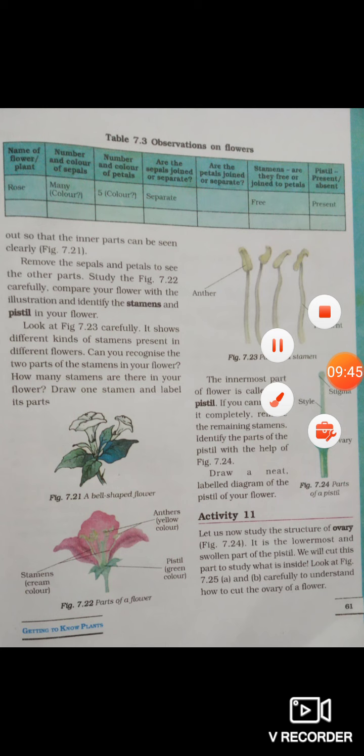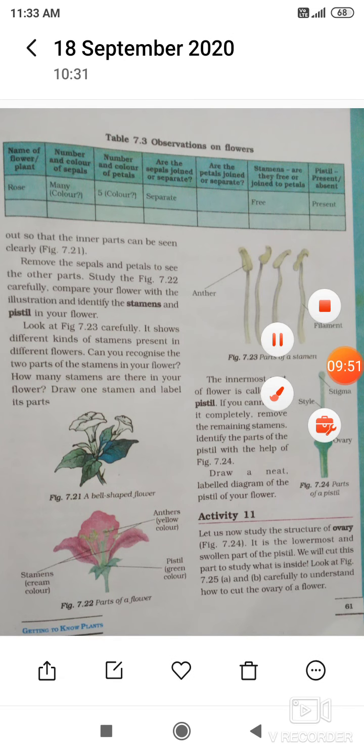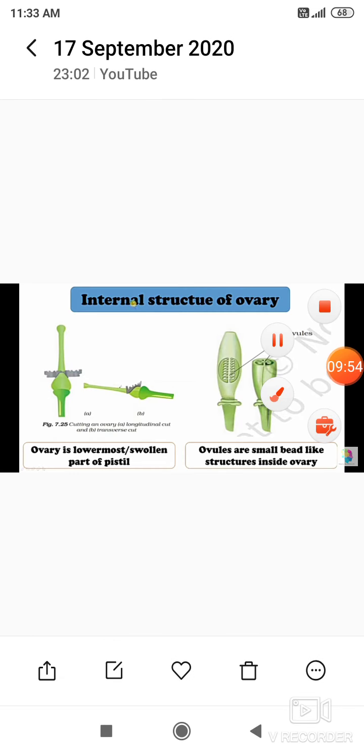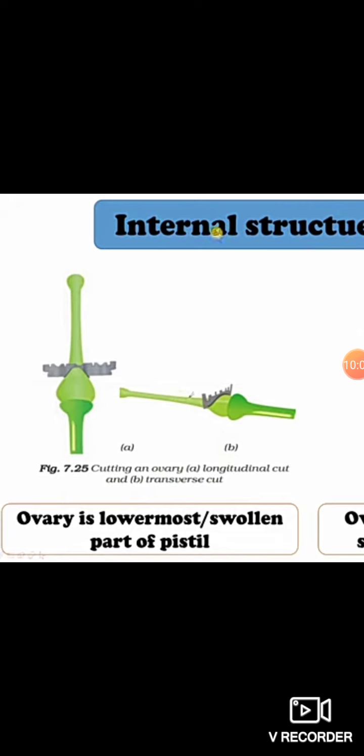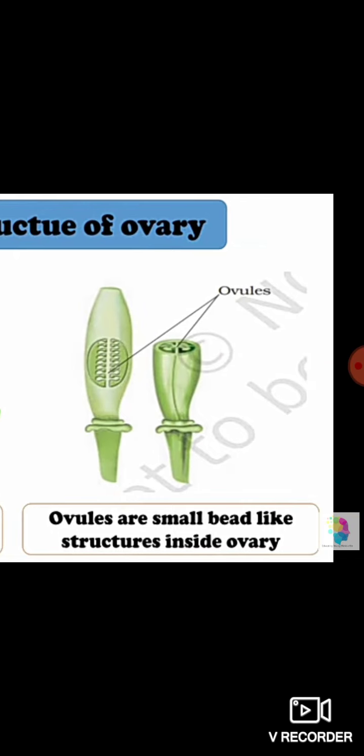Now we will study about ovary. Ovary is the lowermost or swollen part of pistil. Students, this is ovary. Ovary is the lowermost or swollen part of pistil. This is ovary, right? And if you cut open this ovary, you will notice that there are small bead-like structures inside the ovary. These small bead-like structures inside the ovary are called ovules. Alright.